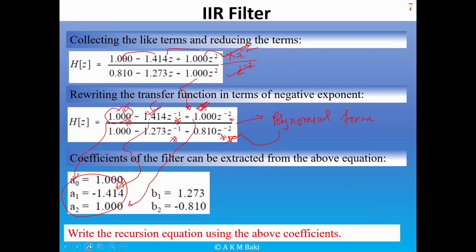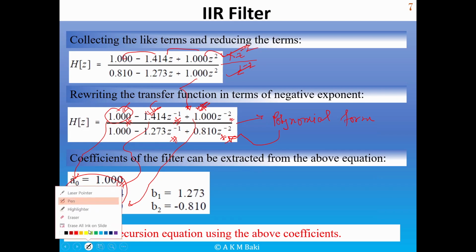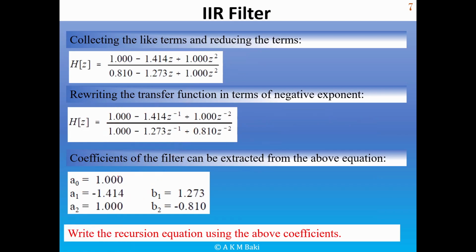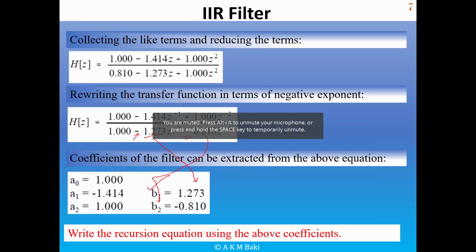Now b0 is absent, as you know, b0 is absent, so b1 is 1.273. In the equation it was negative here, so this is b1, 1.273. Since this part is positive, b2 should be -0.812.